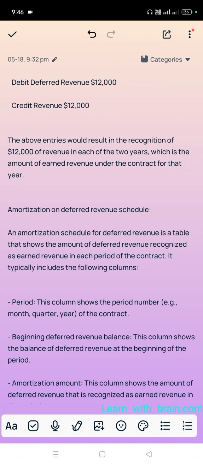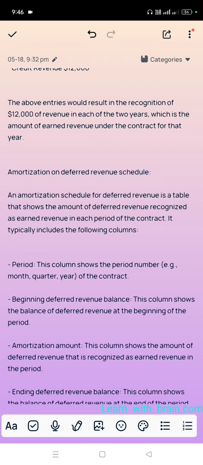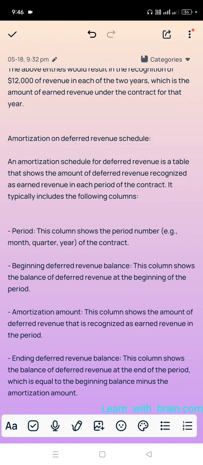Amortization of deferred revenue schedule. What is the amortization of deferred revenue schedule? An amortization schedule for deferred revenue is a table that shows the amount of deferred revenue recognized as earned revenue in each period of the contract. It typically includes the following columns. In a company, they follow one format, in Excel or any software they maintain. Generally there are four columns for deferred revenue.